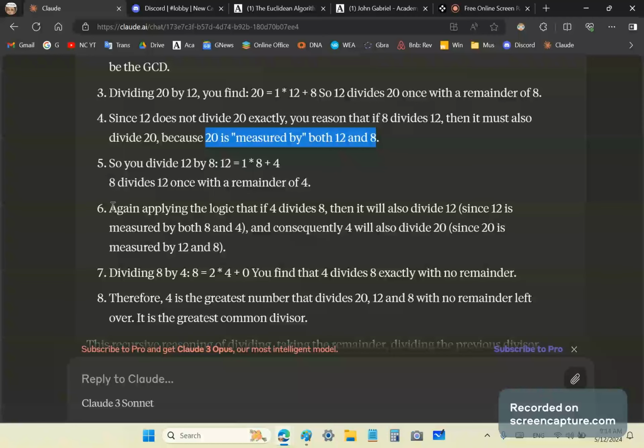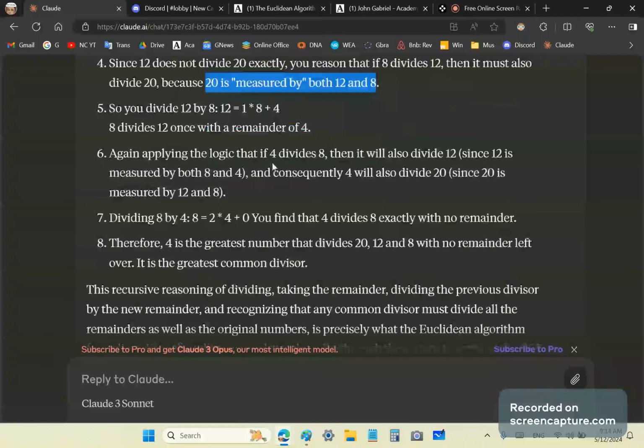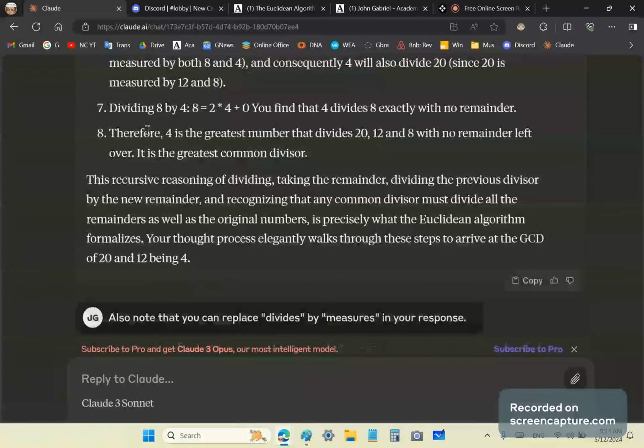And again, applying the logic that if 4 measures 8, then it will also measure 12, since 12 is measured both by 8 and 4. And consequently, 4 will also measure 20, since 20 is measured by 12 and 8. So finally, measuring 8 by 4, you have 8 is equal to 2 times 4, and you find that 4 measures 8 exactly with no remainder. Therefore, 4 is the greatest number that divides 20, 12, and 8 with no remainder left over. It is the greatest common divisor.